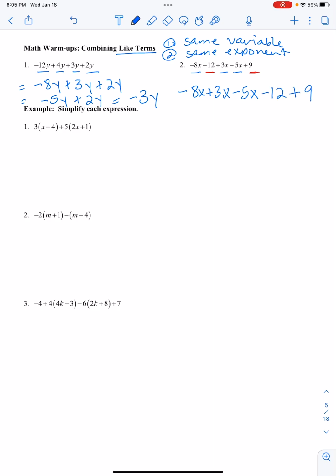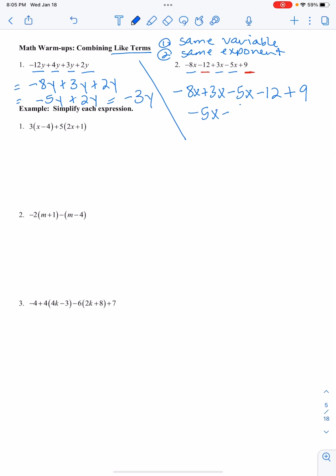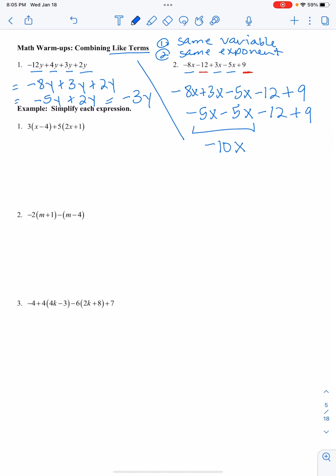to combine like terms. So negative 8x plus 3x, different signs, so subtract, keep the sign of the bigger number, you get negative 5x minus 12 plus 9. Now these are carrying the same sign, so we add and keep the signs, we get negative 10x. Negative 12 plus 9 is negative 3. So that is our answer to problem 2.